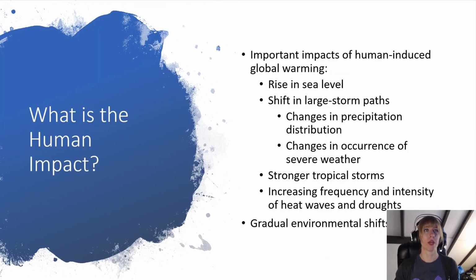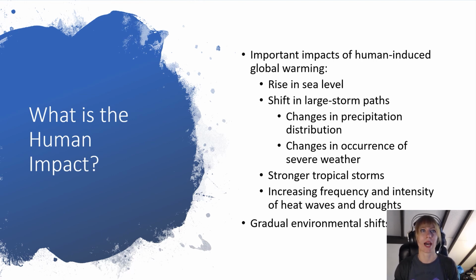So important impacts of human-induced global warming is a rise in sea level. Why would there be a rise in sea level? Melting of the ice caps. There is enough ice locked away, we talked about earlier, to raise the sea level enough to essentially erase all of Florida and a lot of the east and west coasts of every major continent.